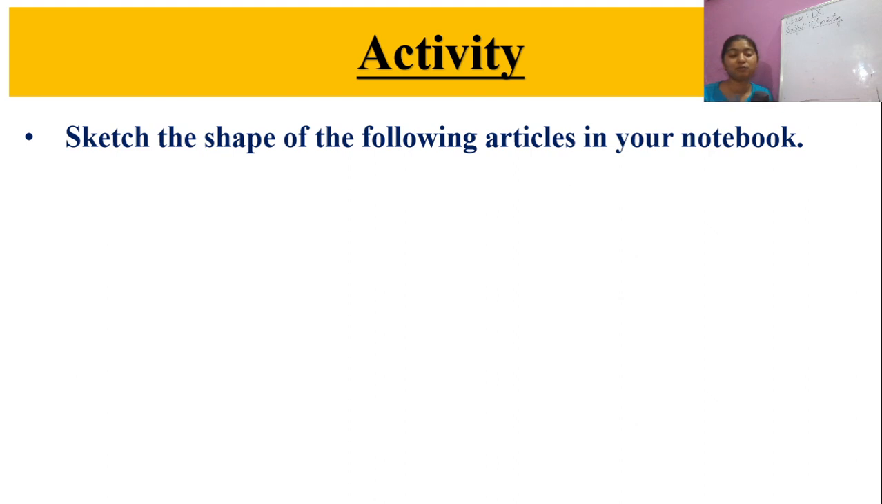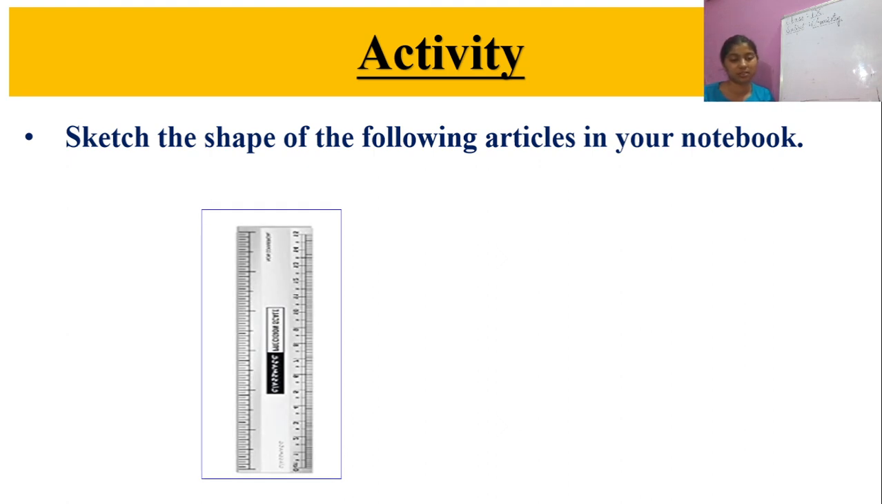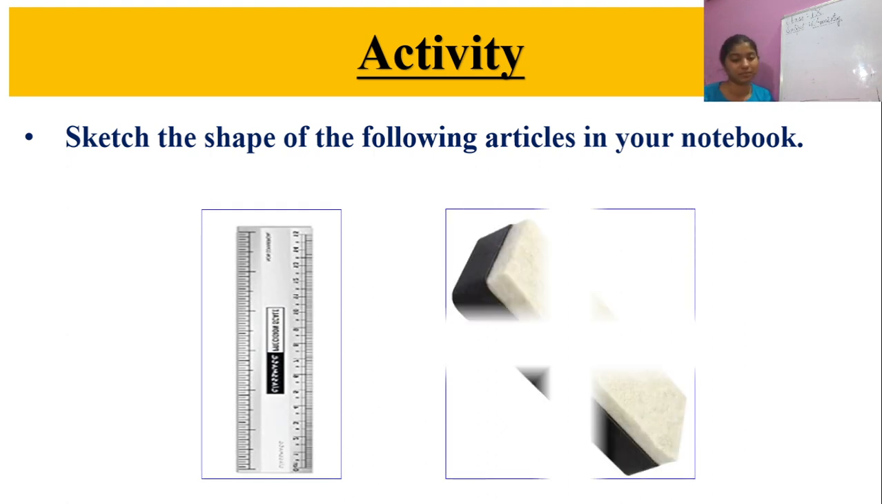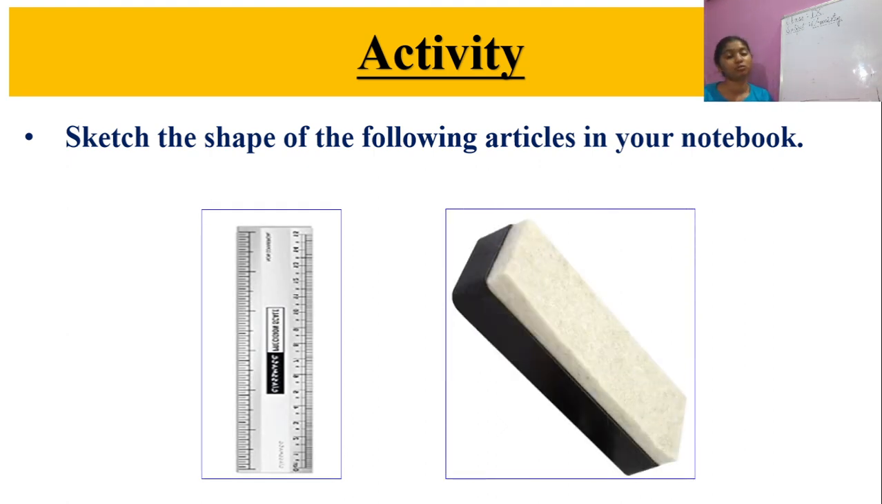You have to sketch the shape of the following articles in your notebook. These are the following articles. First is a scale, second is the duster. Okay. So students, I will draw these shapes on the whiteboard and you will draw these shapes in your notebooks. Okay, let's go with the scale first.